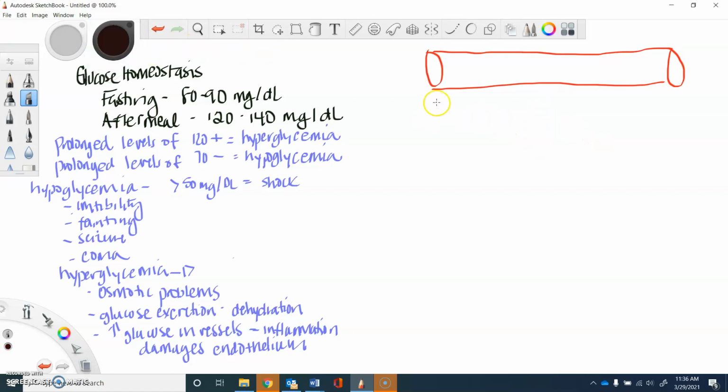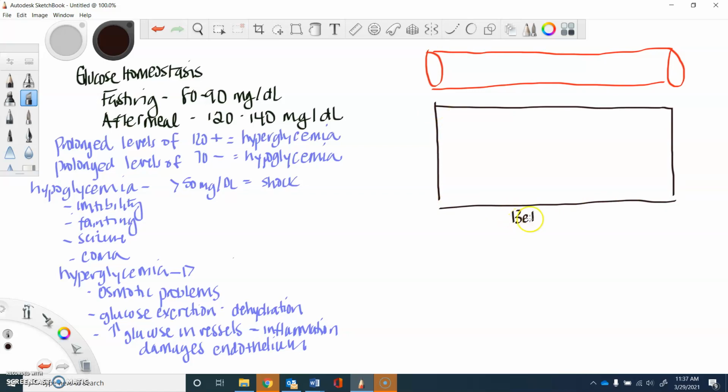So if I have my little pancreas cell here, so here's my beta cell, okay, and if we have elevated glucose here, the beta cells of the pancreas will know that because they have special transporters in their membrane called GLUT transporters. And they allow for glucose to come into their cells.